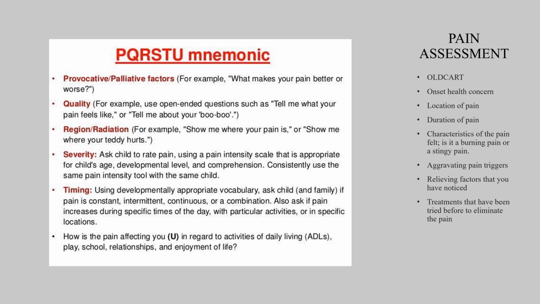A is for the aggravating pain triggers. So when I get up and walk around, it hurts more. R is for relieving factors. So when I sit down and put my legs up, it hurts less. And then treatments: what have you tried to reduce the pain, such as over-the-counter medications, hot, cold. It doesn't matter which mnemonic you use, as long as you get all of these characteristics, then you should be good to go.